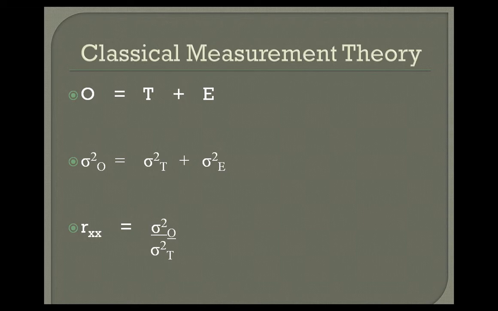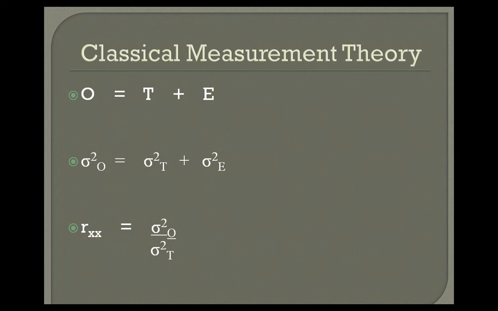Well, we can expand this to say that the variance, sigma squared, of the observed score is equal to the variance of the true score plus the variance of error. And reliability, in our last line here, R sub xx, the correlation of an instrument with itself, is equal to the ratio of the observed score error variance to the true score variance.